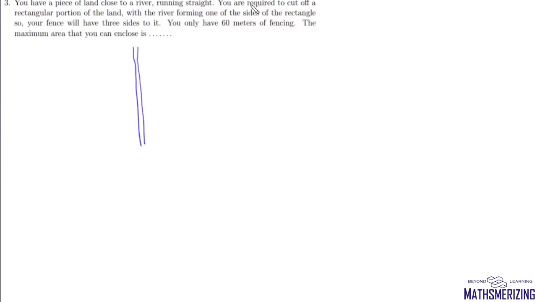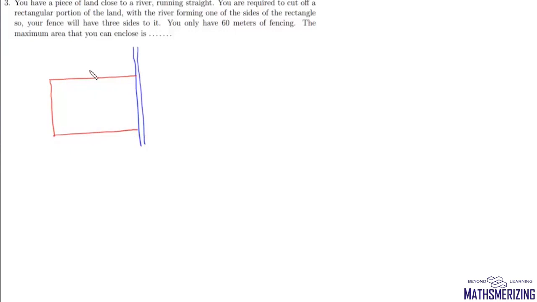You are required to cut off a rectangular portion of the land with the river forming one of the sides of the rectangle. So your fence will have 3 sides to it. You only have 60 meters of fencing. The maximum area that you can enclose is. So we have this rectangular field which is to be enclosed by this fence on 3 sides.